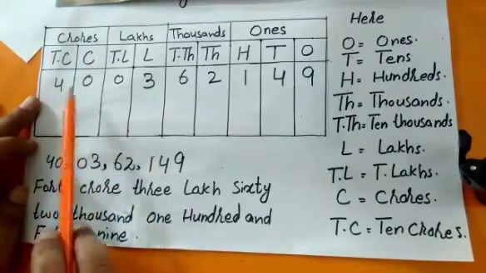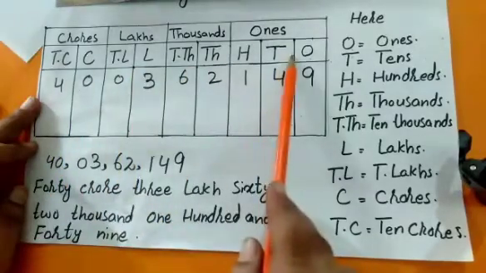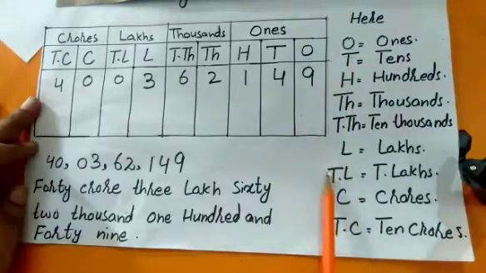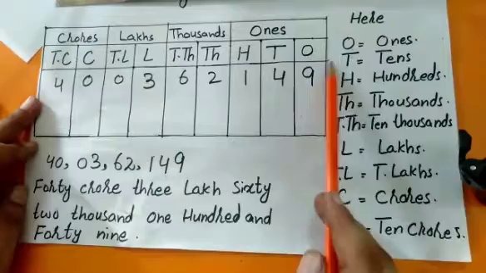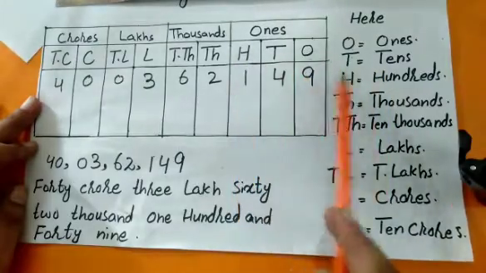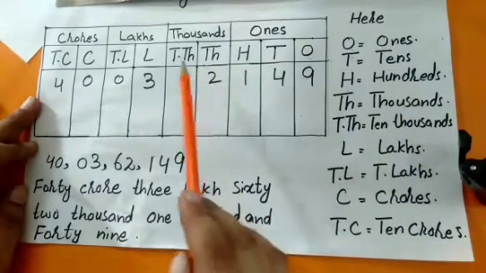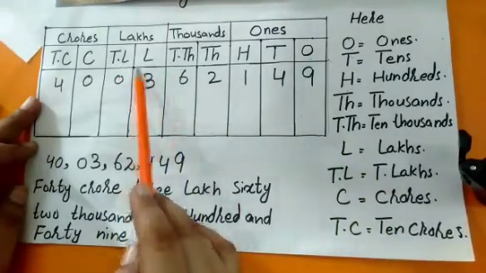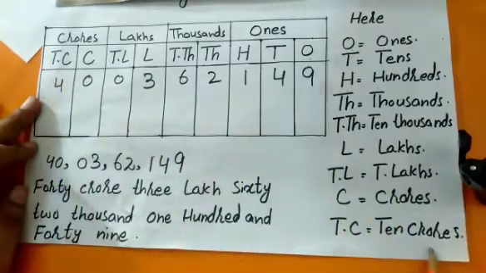Students, in the second line we have written down the place values. Here I have written their short forms, and here we have their details. You can see we have O for ones, T for tens, H for hundreds, TH for thousands, and TTH for 10,000s, L for lakhs, TL for 10 lakh, C for crores, and TC for 10 crores.